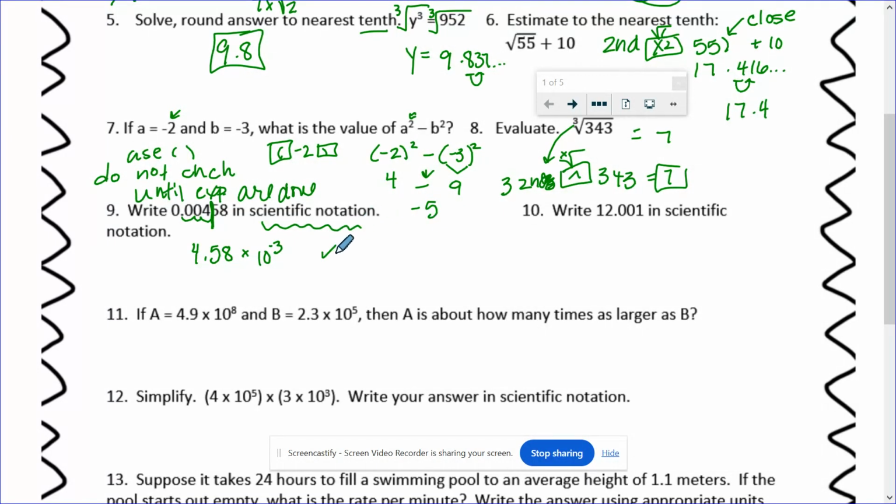I can check my answer or double check it. So when the exponent is negative, we move our decimal to the left as many places as it tells us. So that would be 3, and that would take me back to where I started. This is considered a big number, whereas this one was a small number. This is considered a big number because the numbers in front of the decimal are whole numbers.